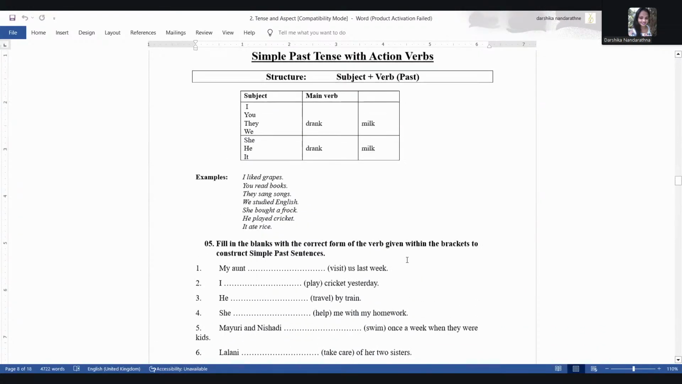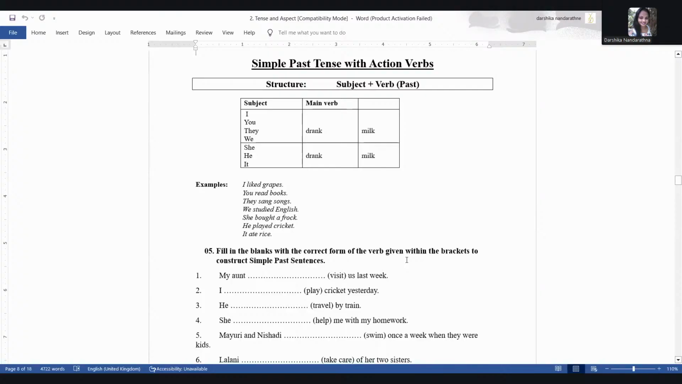Now let's move on to the second part of this lesson. Simple past tense with action verbs. Pute, we can construct simple past tense sentences with be verbs and also with action verbs too. Okay, you know what action verbs are. Verbs we use to tell about actions like run, jump, eat, write, drink, dance, sing. They are action verbs, Pute.